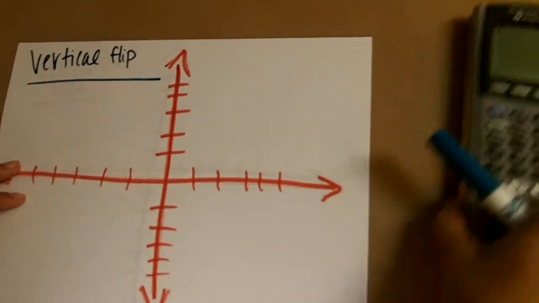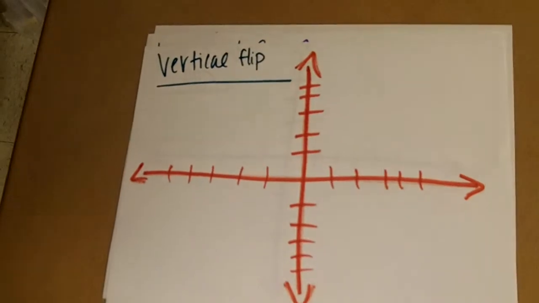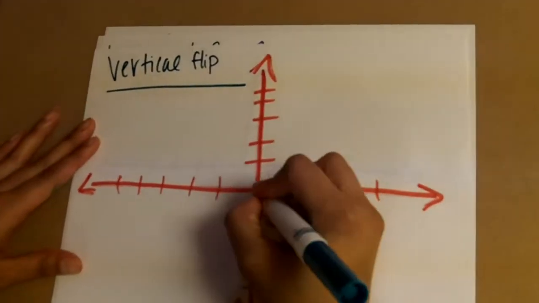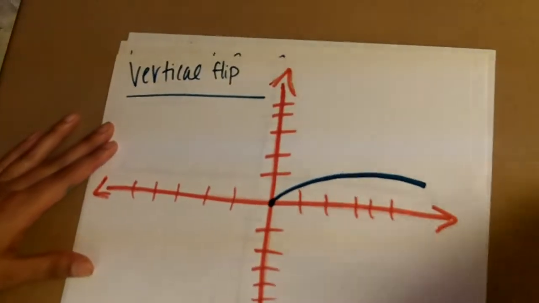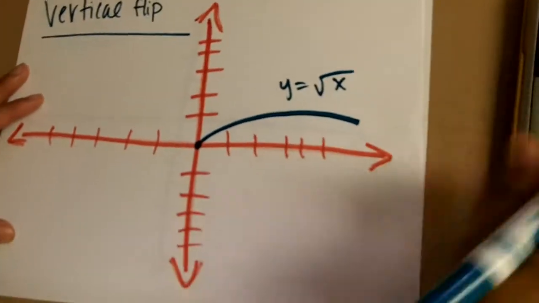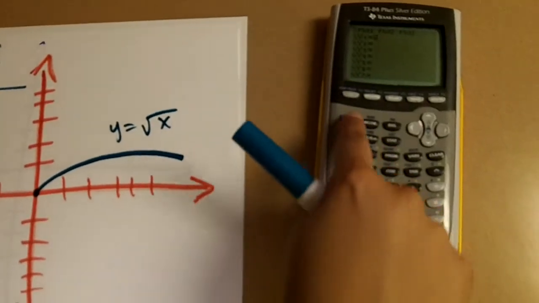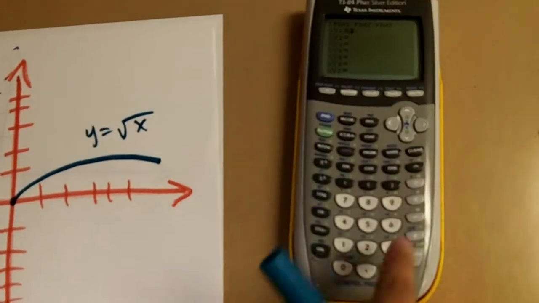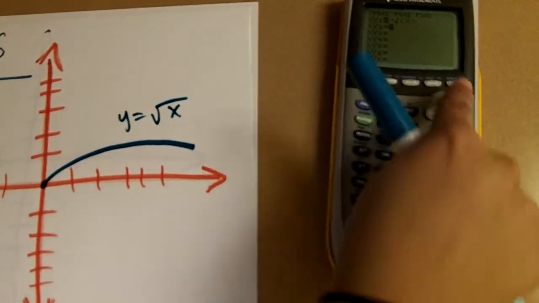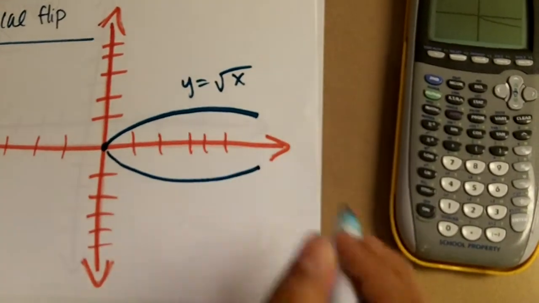Now I want to show you a vertical flip. Here is our y equals square root of x, and to make our vertical flip we have to type the negative square root of x, and that gives us our vertical flip, which is down here.